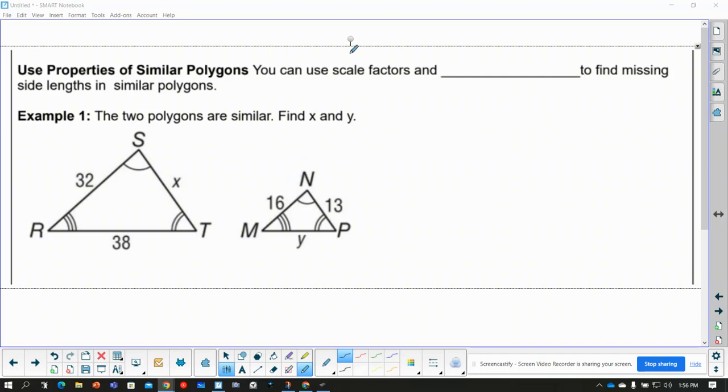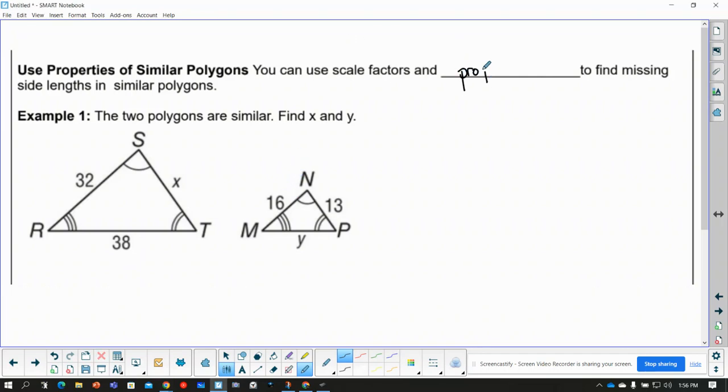You can use scale factors and proportions to find missing side lengths in similar polygons. We've already done some things very much like this. If these two polygons are similar, and I can tell what matches up with what by the angles being congruent, I know I can pair up all these sides together and make a proportion.